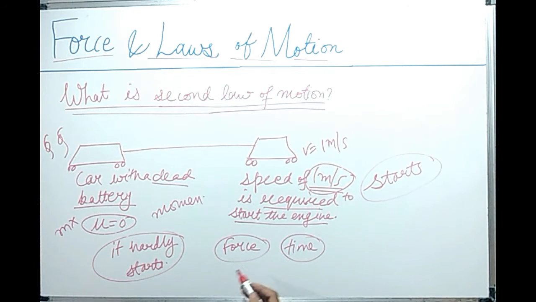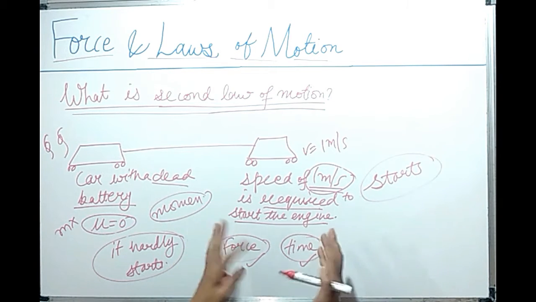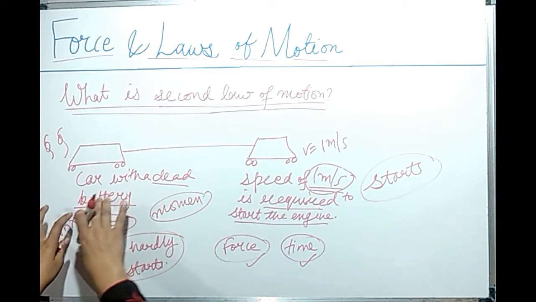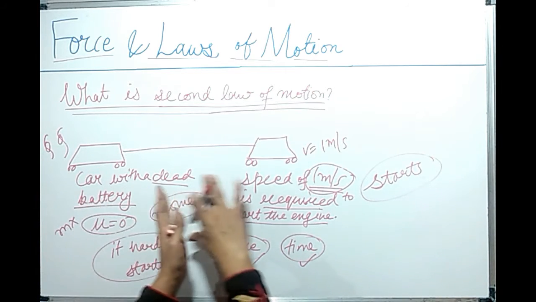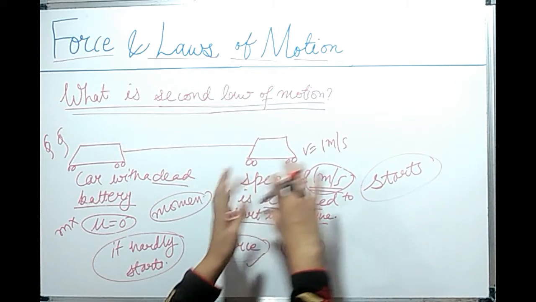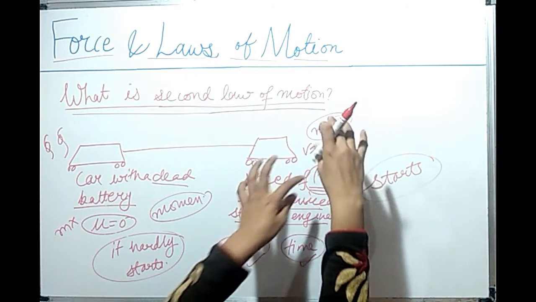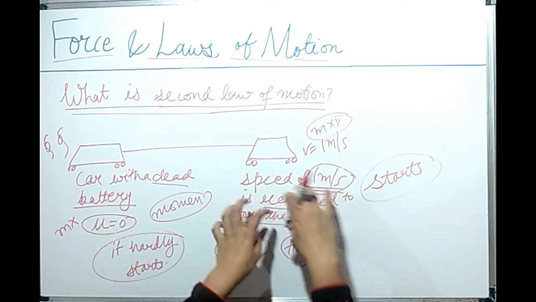So now we can relate the quantities momentum, force and time. We are about to obtain a beautiful relationship of force, time and momentum. Here initially the momentum was 0, and after some time, after application of some force, we have attained some momentum, mass into velocity. We have got some value of momentum after starting the engine.